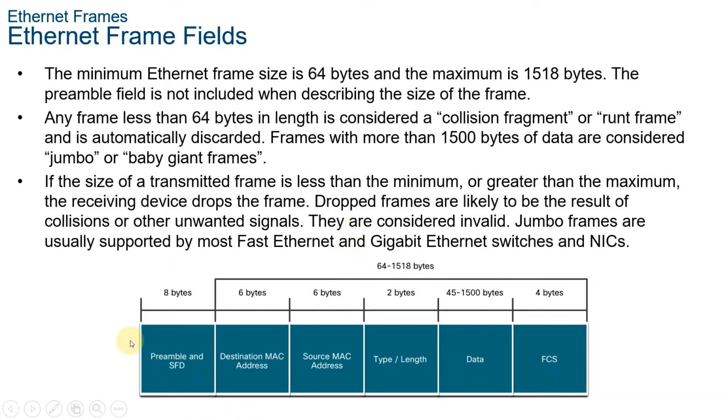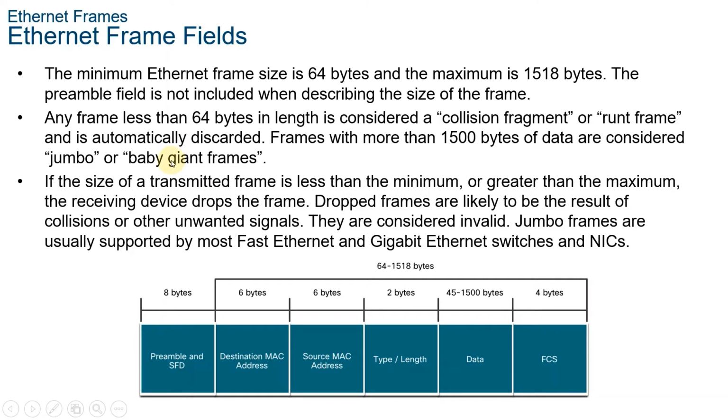Okay, so here's the preamble and the SFD, with a size of 8 bytes. Any frame less than 64 bytes in length is considered a collision fragment or runt frame and is automatically discarded by receiving stations. Frames more than 1,500 bytes are considered jumbo or baby giant frames.